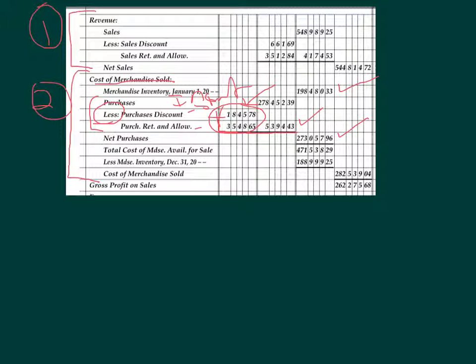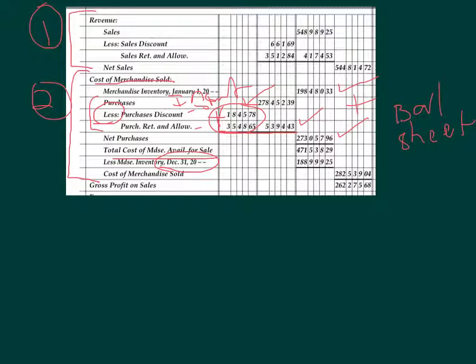Next, you're going to add your beginning inventory plus your purchases to get the merchandise that you have available for sale. The last part of the formula is to subtract your merchandise inventory that you have left on December 31st. The ending value of your inventory will show up on the balance sheet.